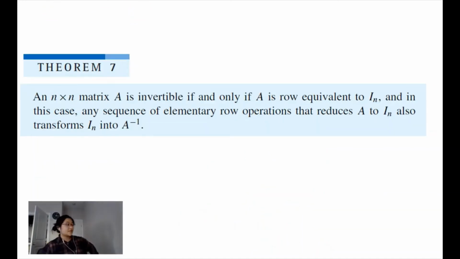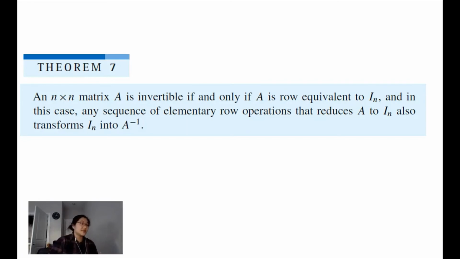It's pretty cool. We have an n by n matrix that's invertible if and only if, so we got an if and only if. It's pretty nice. If our matrix A is row equivalent to our identity matrix of the proper dimensions, and whatever elementary row operations get A to our identity matrix also take our identity matrix to our inverse.